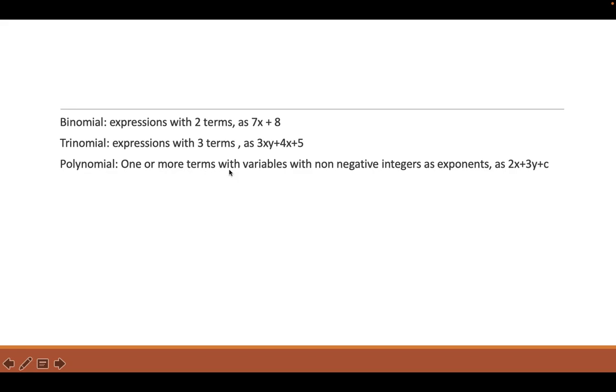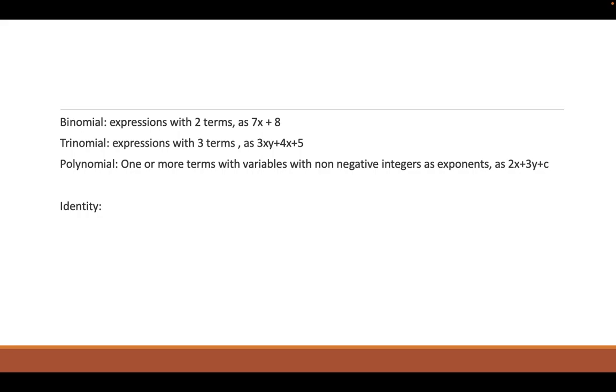What is a polynomial? One or more terms with variables with no negative integers as exponents. For example, 2x plus 3y. It shouldn't have something like 2x to the power minus 1 or minus 2. No, that is not a polynomial. So it has to have positive exponents. That's what it means.